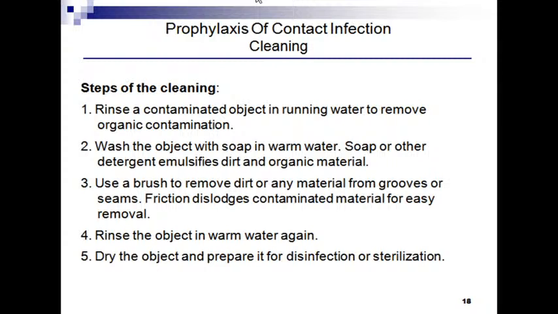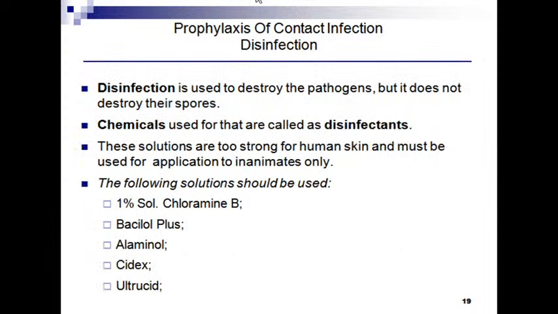Wash the object with soap in warm water. Soap or other detergent emulsifies dirt and organic material from their surfaces. Use a brush to remove dirt or any material from grooves or seams of the object, and friction dislodges contaminated material for easy removal. After that, rinse the object in warm water again to remove the residual amount of soaps and other detergents. And finally, dry the object and prepare it for disinfection and sterilization.